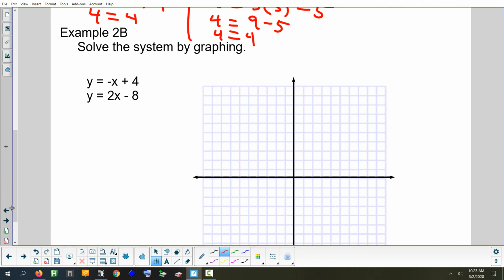Okay. Are my equations both in y equals mx plus b? Yes. So Julia, we'll call this one equation 1. Call this one 2. What's the first thing I would do to graph equation 1?